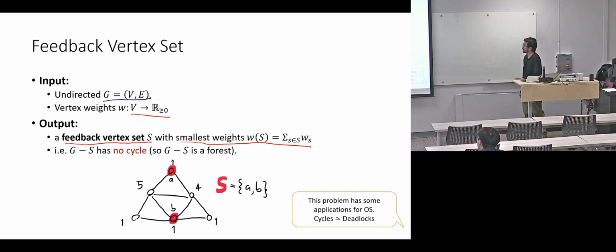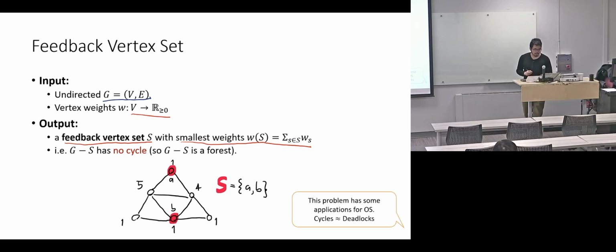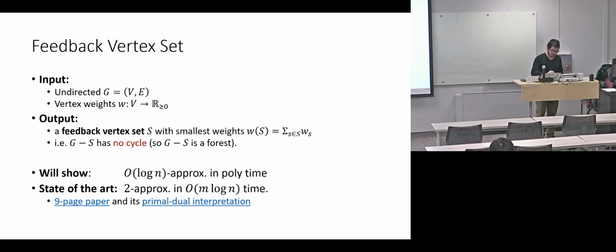This problem has some application in OS, where a cycle usually means some kind of deadlock, and you need to remove some set so that you remove all the deadlocks. Anyway, what we're going to see today is a log n approximation algorithm. The state of the art is actually a 2-approximation, but it's not too hard. I will not cover it in class, and you can just read the paper. It's really short, actually.